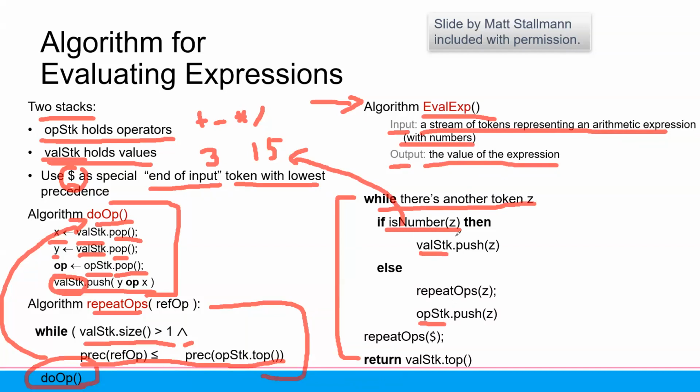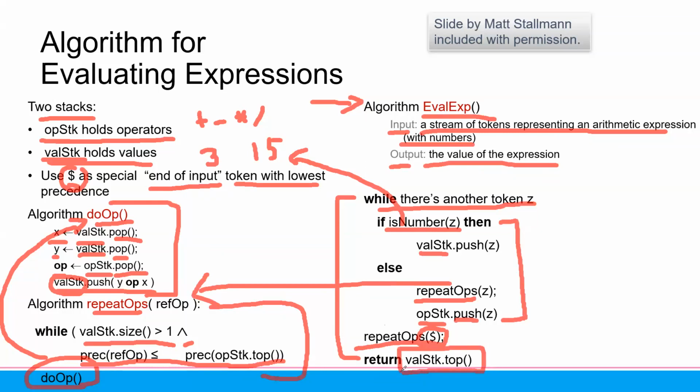But before we do with the operators, we will check with the repeat ops. The repeat ops is this one. So we want to check the operator first. Is there any operators that we can use before we push? And then we will do this repeat ops with the dollar sign after we finish all those operations. And at the end, we will return the value.